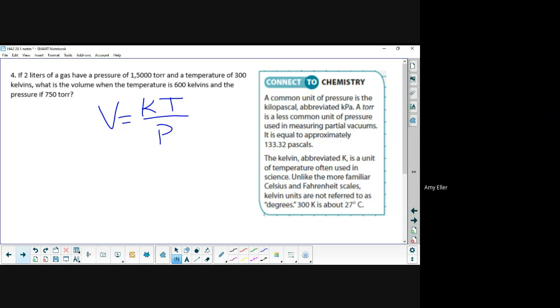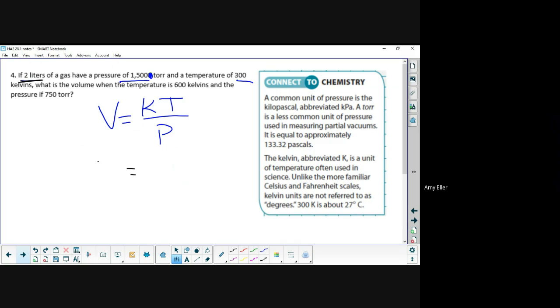Here we go. If 2 liters of a gas have a pressure of 1500 torr and a temperature of 300 kelvins, what is the volume when the temperature is 600 kelvins and the pressure is 750 torr? We don't need to know that yet. We're just going to get started with the numbers that go together.